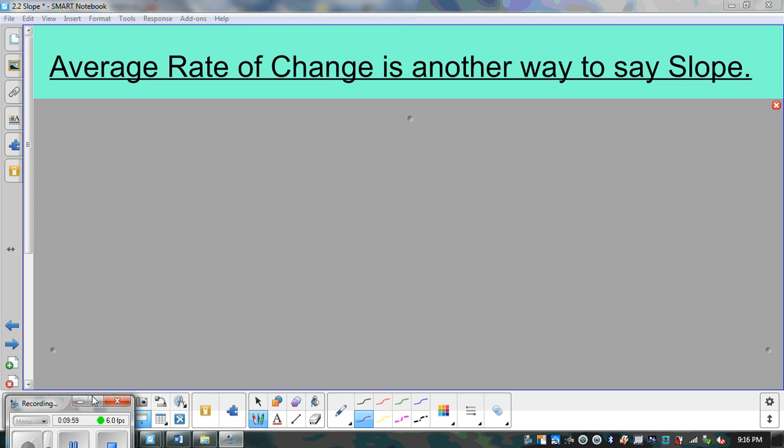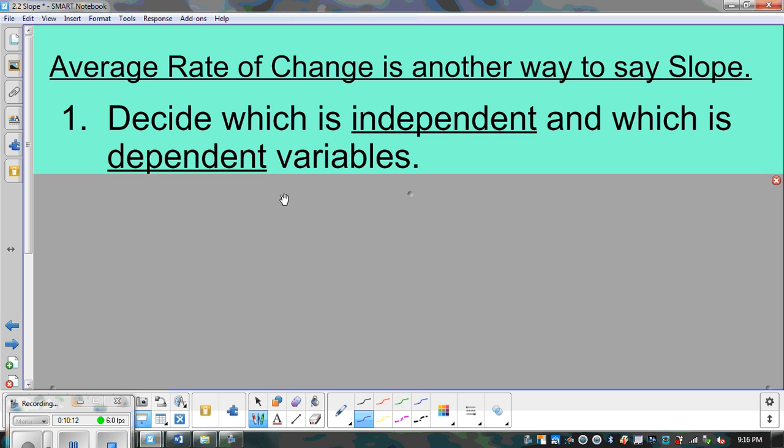Another way to look at slope in a real-life situation is to look at slope as an average rate of change. So your last title for the notes is going to be average rate of change is another way to say slope. The first thing we need to remember is to decide which variable is the independent variable and which is the dependent variable. We did this a little bit in Unit 1. Remember, the dependent variable, that value depends on whatever this variable does.